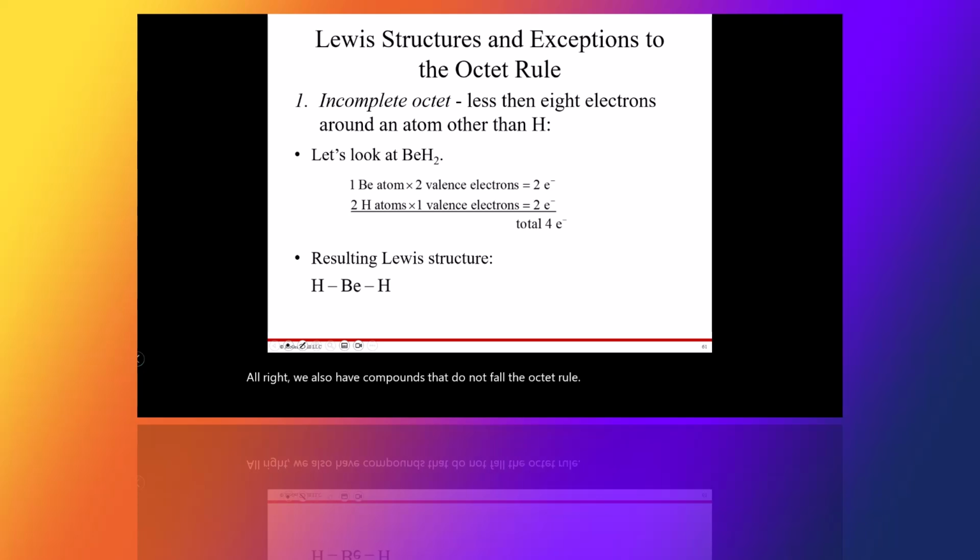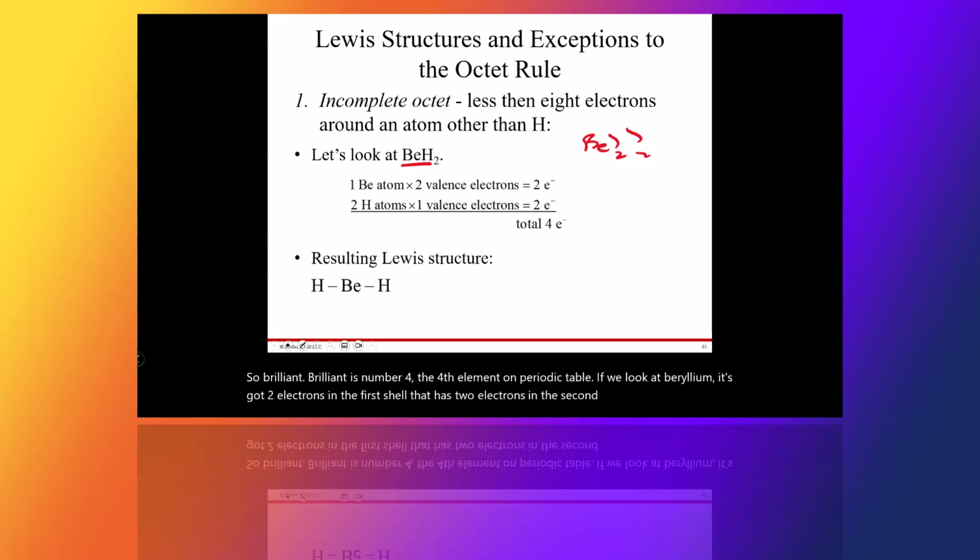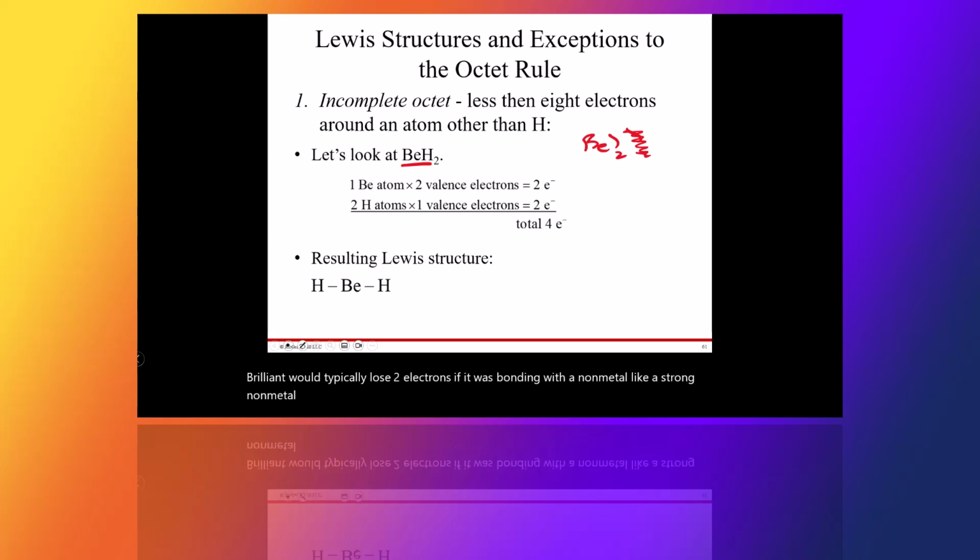So beryllium. Beryllium is number 4, the 4th element on the periodic table. If we look at beryllium, it's got 2 electrons in the first shell and 2 electrons in the second shell. Beryllium would typically lose 2 electrons if it was bonding with a strong nonmetal, and it would have a full outer shell of 2, which is fine because that's all the first shell can hold, 2 electrons.